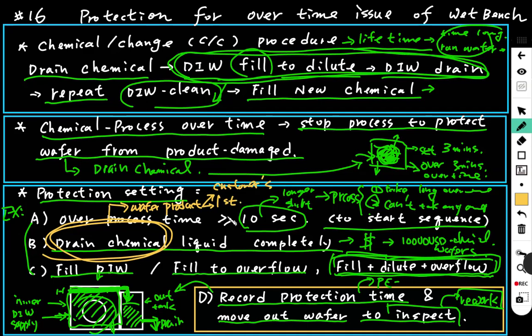So if we deal with the machine issue, we must protect our wafer product. This is our first priority job. Okay, let's see you next time.